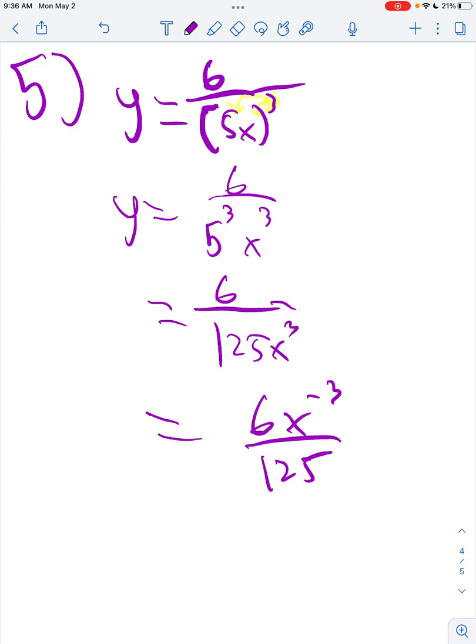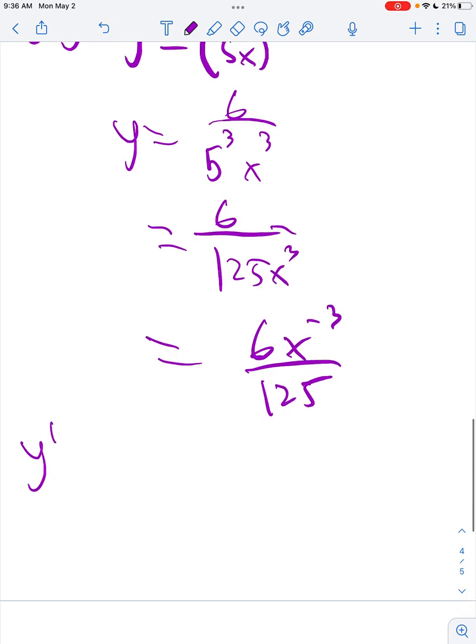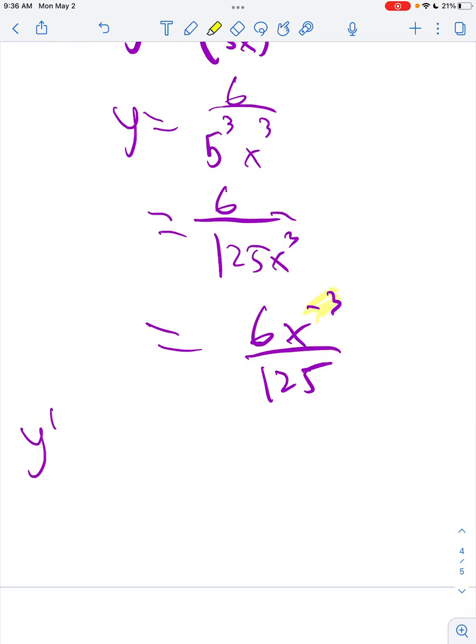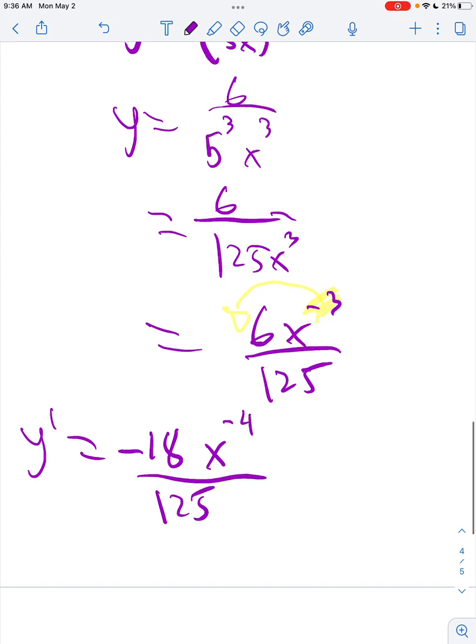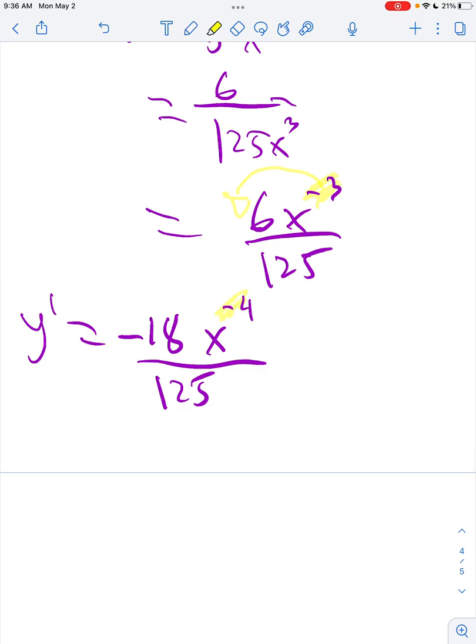And now I can go ahead and find the derivative. So if I take this exponent and move it out front, I'm going to get 6 times negative 3 is negative 18x. Negative 3 minus 1 is negative 4 over 125. And then my last step is to get rid of my negative exponent. So I'm going to say that I have negative 18 over 125 x to the fourth.